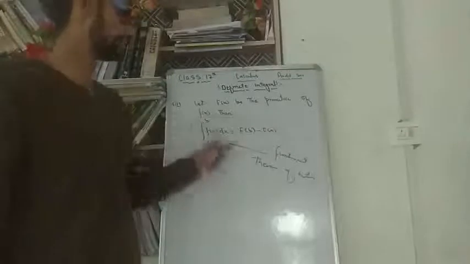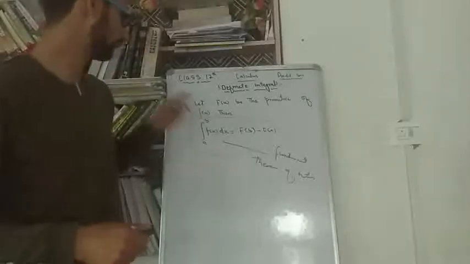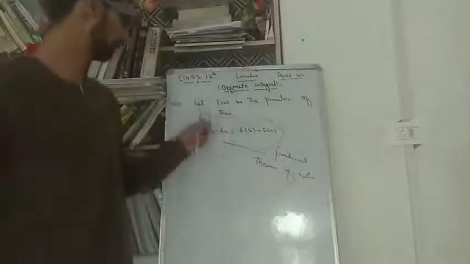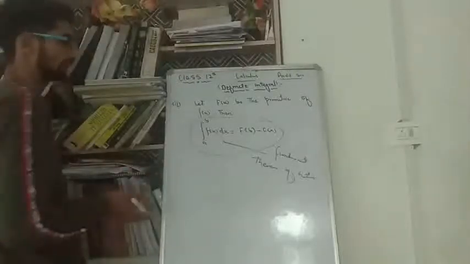And in your syllabus there is only the statement. Proof you have to get in further classes. So here you need to memorize this, that the integral from a to b of f of x dx is equal to F of b minus F of a. Now beta, we will try to find out some examples so that we can get it properly.